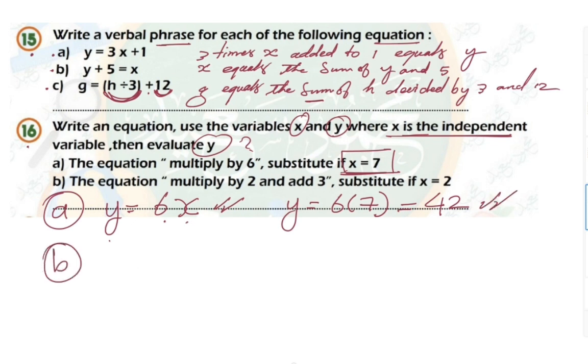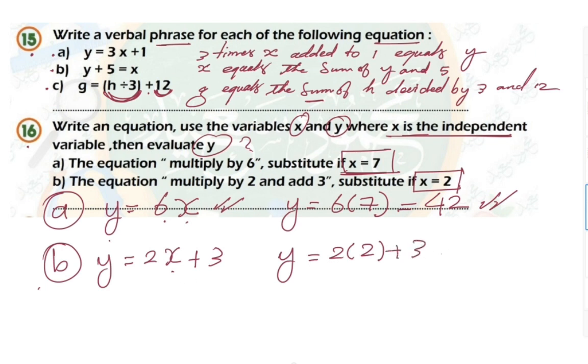Now B. The equation multiplies by 2 and adds 3. Note with me, y, the dependent, equals 2 times the independent x, and add 3. Now, what's the value of y if x equals 2? Just substitute x as 2. Multiply first, 4 plus 3, that equals 7. So 7 is the value of y at x equals 2.